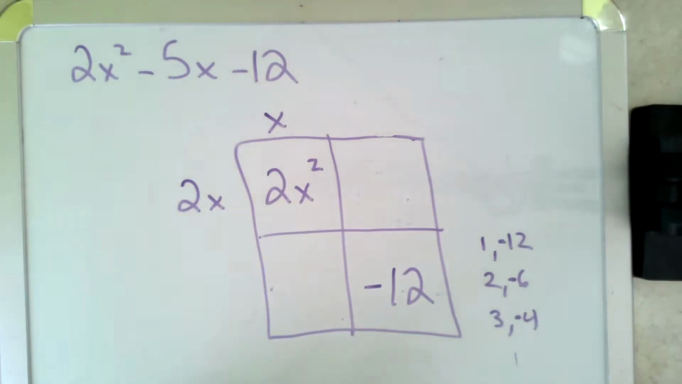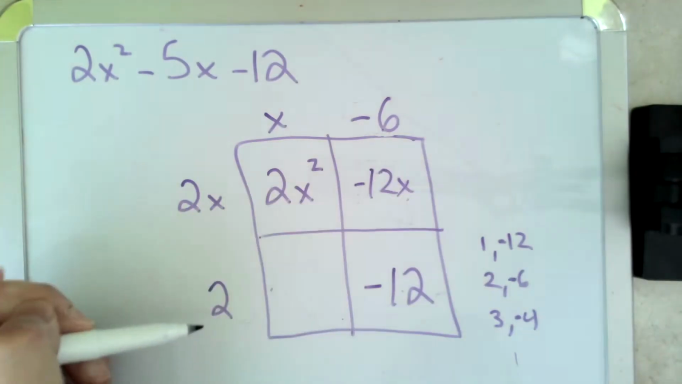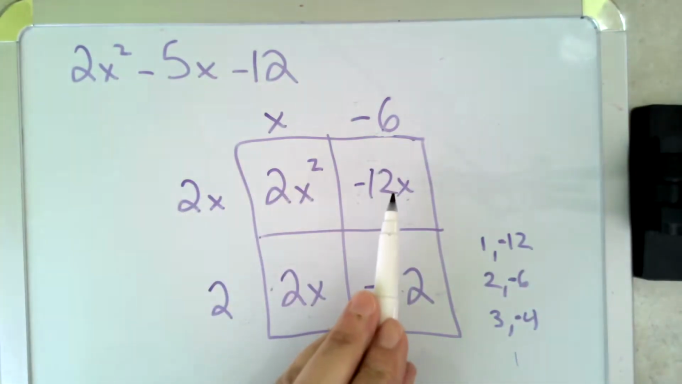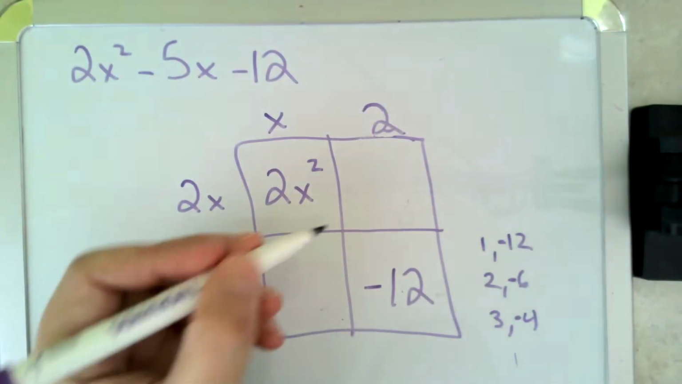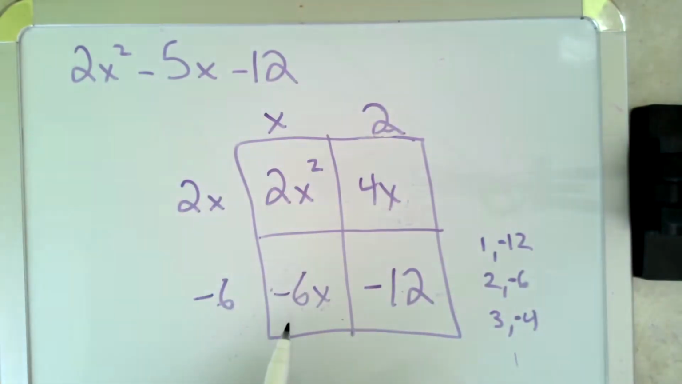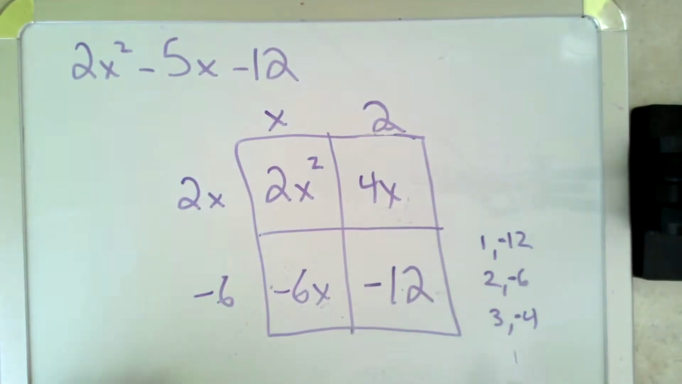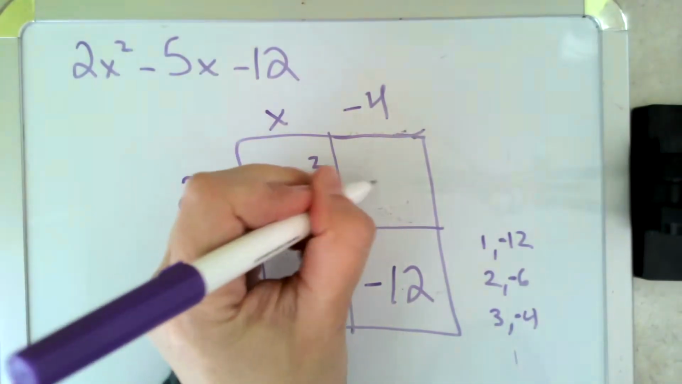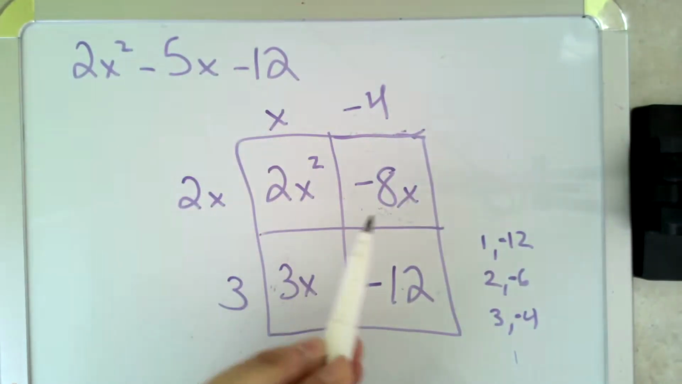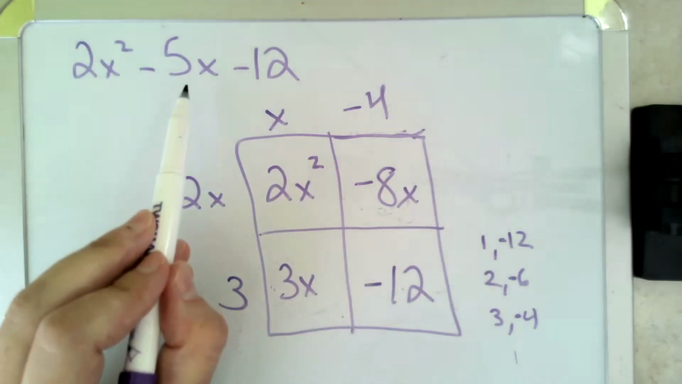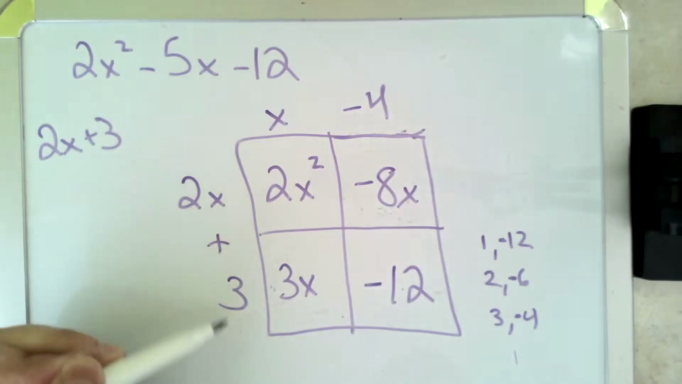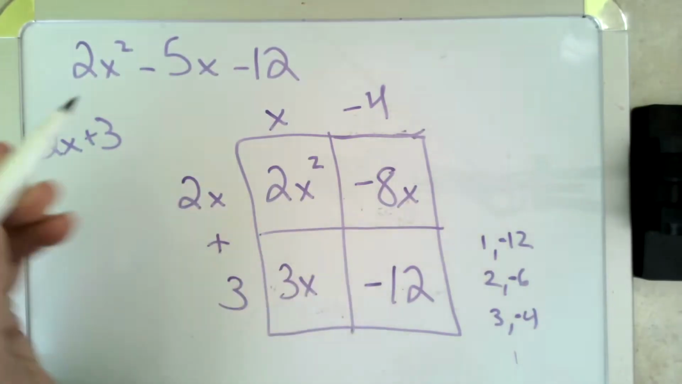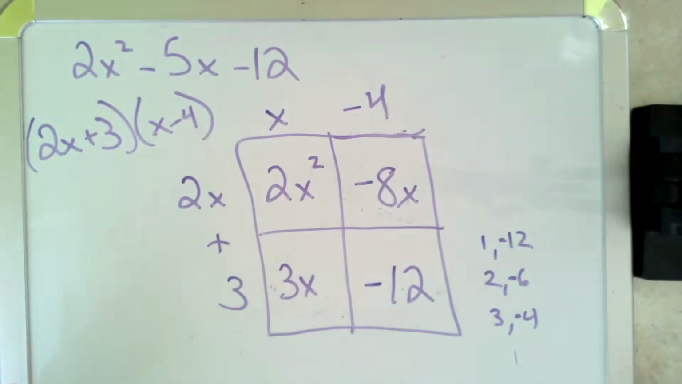Let's say I try my 2 and my 6. 2x times negative 6 is negative 12x, 2 times x is 2x, and 2x plus negative 12x doesn't get me my negative 5x. Let me try reversing them. 2x times 2 is 4x, negative 6 times x is negative 6x, and negative 6x plus 4x does not get me my negative 5x. It's got to be this guy. 2x times negative 4 is negative 8x, 3 times x is 3x, and 3x minus 8x gets me my negative 5x. One of my factors is 2x plus 3. The other one of my factors is x minus 4.